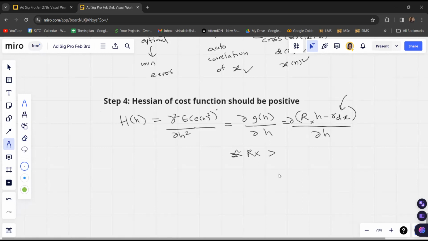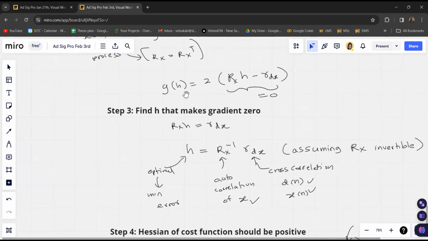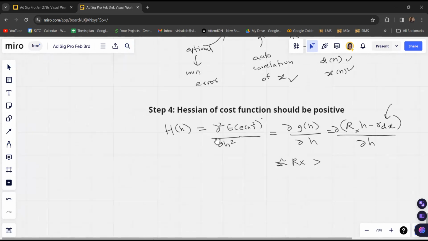If Rx is positive definite, then the Hessian is going to be also positive. I can write this 2 also just in case, because I have to take the differentiation of this gradient with respect to h, so the entire term I need to consider. So I will have 2 Rx here. In order to get the full effect of the value of the Hessian, I need even the coefficients related to this expression, which is the gradient.